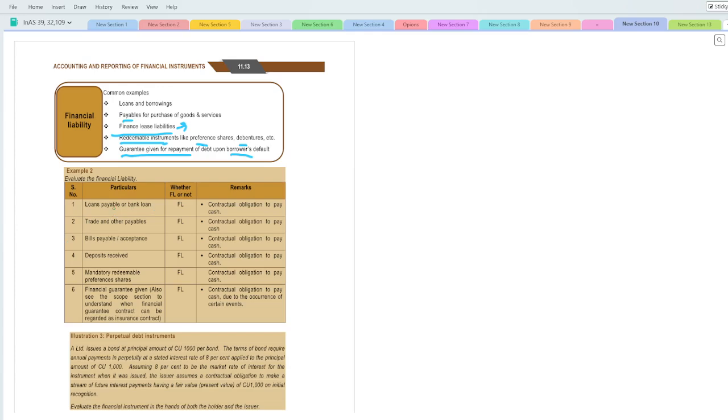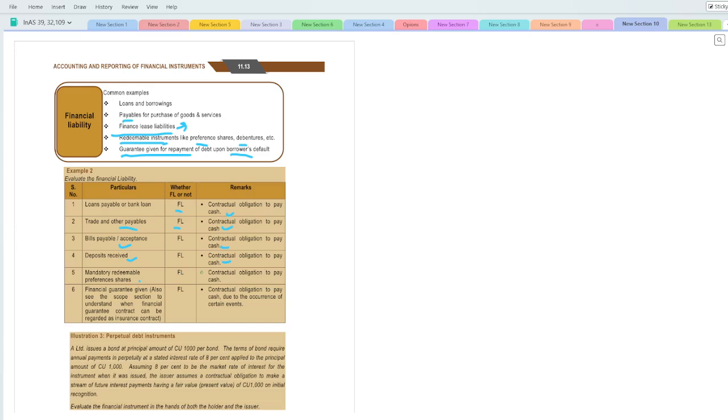Okay, so they have explained it like the loans payable, the bank loan, financial liability, the contractual obligation to pay the cash. So that is in the future. Trade and other payables, financial liability contracts. In future you will be paying the cash. Bills payable and acceptance. Here also in future you will be paying the cash. So that's why it's a financial liability. Deposit received. You have received the deposit, but contractually you will be reimbursing that money in the future. So that's why it's a financial liability.